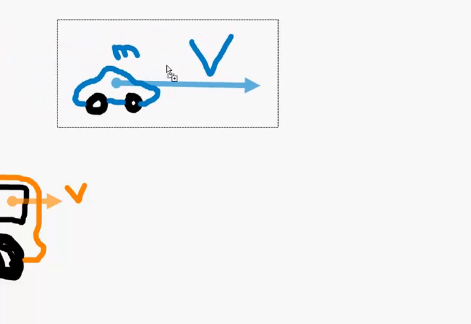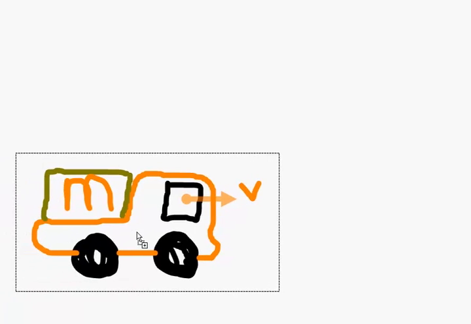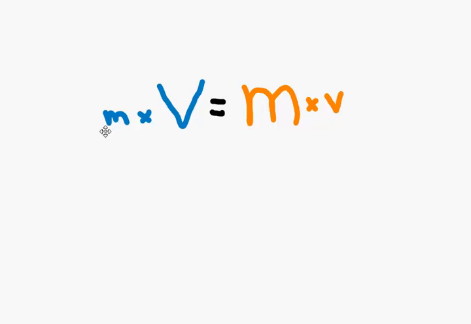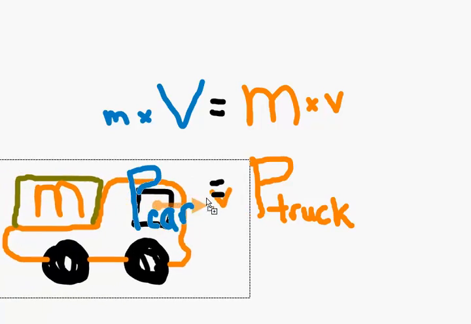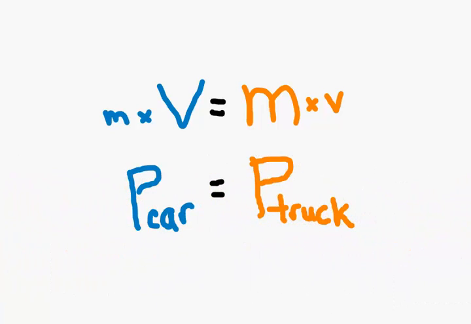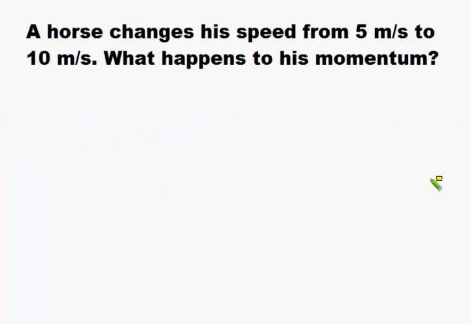Here we have a fast-moving car with a small mass and a slower-moving truck with a larger mass. We can see that it's possible for a small mass moving quickly to have the same momentum as a large mass moving more slowly. So the slow-moving truck can have the same momentum as the quick-moving car. So how does the speed affect the momentum of an object?